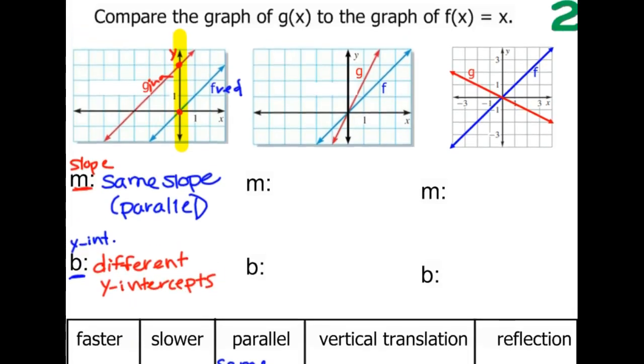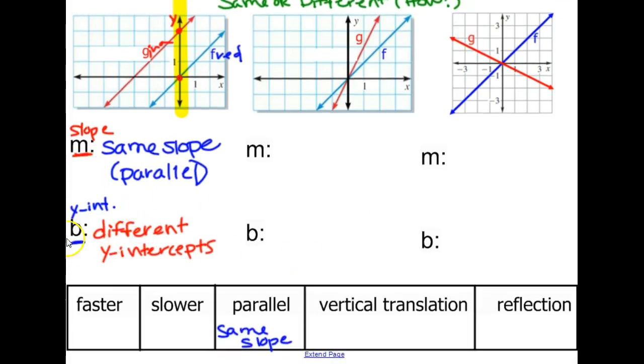So they have different y-intercepts, but if something's different, we need to say how it is different. So what we've been doing really is you're going to tell me if something is the same or if it's different. But if it's different, you need to tell me, how is it different? Okay? So I have different y-intercepts.